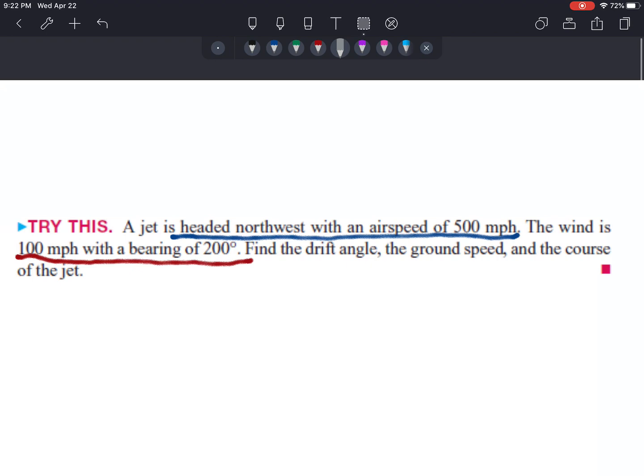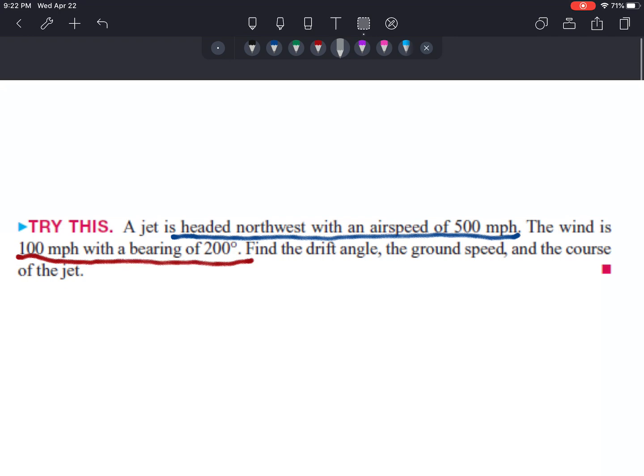So here's a try. We've got a jet that's headed northwest with an airspeed of 500 miles per hour. The wind is 100 miles per hour with a bearing of 200 degrees. We need to find the drift angle, the ground speed, and the course of the jet.